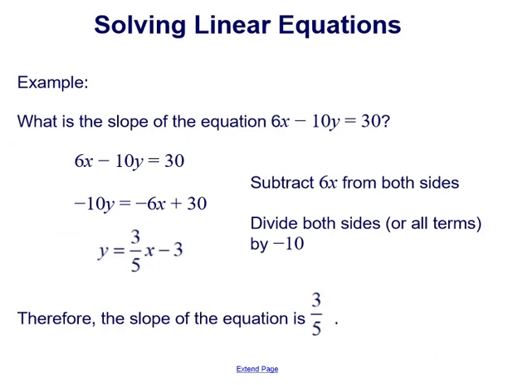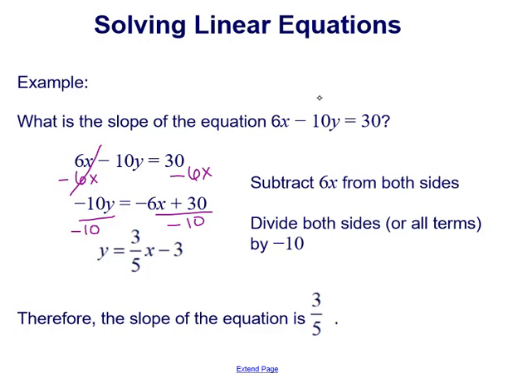Let's rewrite the equation 6x minus 10y equals 30 where it's solved for y. So the first step would be to subtract 6x from both sides of the equation, giving us negative 10y equals negative 6x plus 30. And then we would want to divide by negative 10 on both sides of the equation, which gives us y equals 3/5 x minus 3.